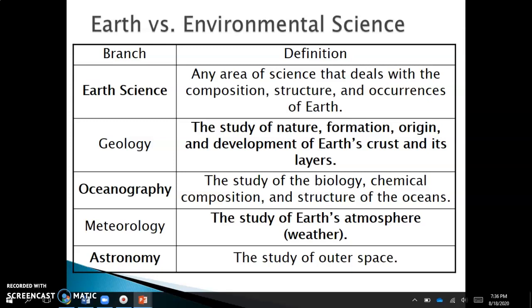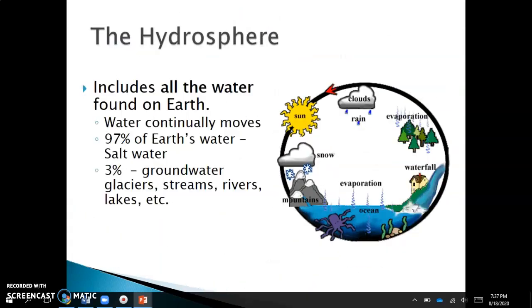Meteorology, you guys probably already know that meteorology has to do with the study of Earth's atmosphere or the weather. Whenever you watch the news, pretty much every 15 minutes or so, they'll have a meteorologist come on and check in and explain kind of what the weather is going to be like for the week. And it's their job to study atmospheric patterns so they can predict what the weather is going to be like. So you know whether or not you need to grab an umbrella when you run out the door in the morning. And then finally, astronomy is the study of outer space. So if you're an astronomer, you study the planets and the stars and outer space.